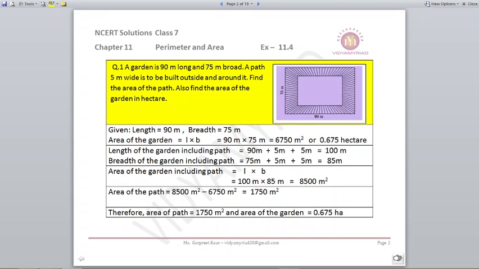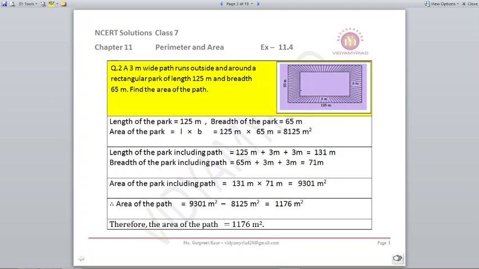So the area of the garden including the path will be length into breadth, which is equal to 100 into 85, which is 8500 meters square. So the area of the path will be the total area minus the area of the garden, which comes out to be 1750 meters square. This is the area of the path.